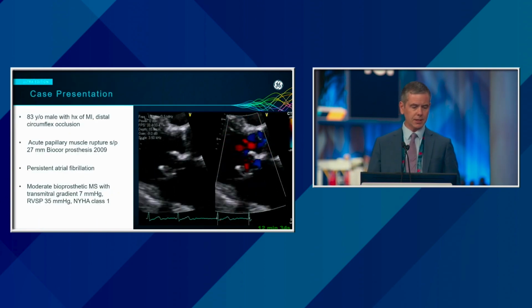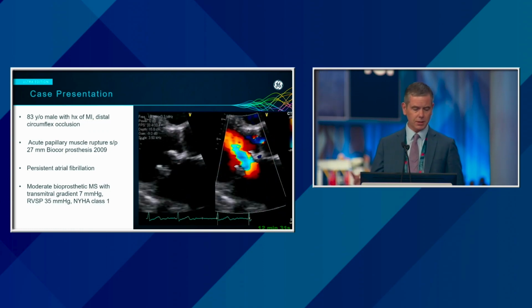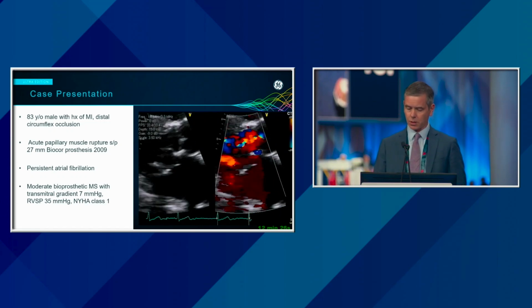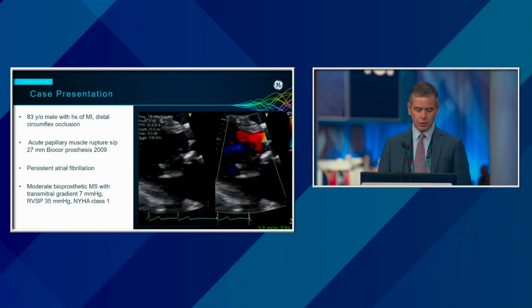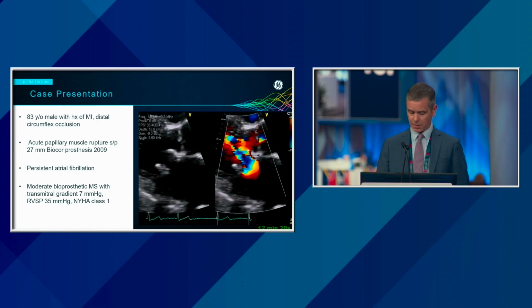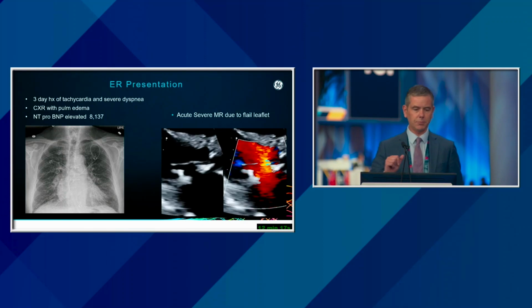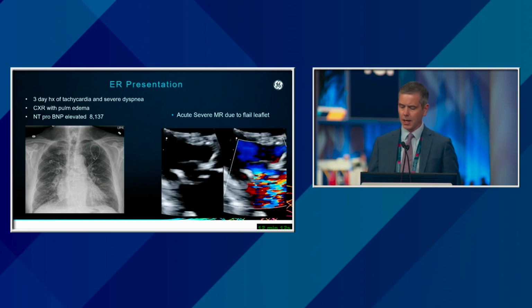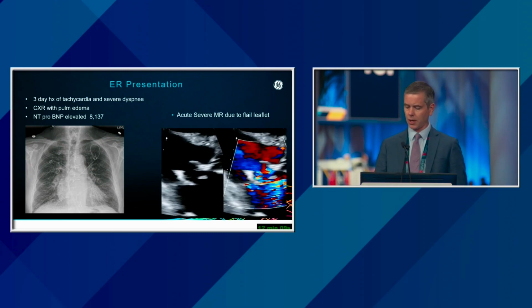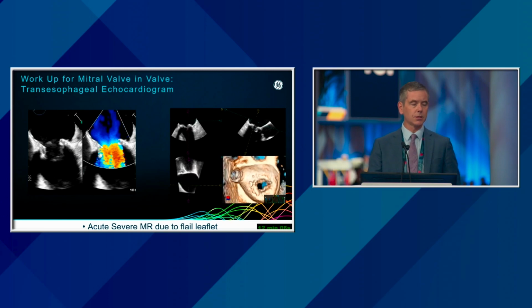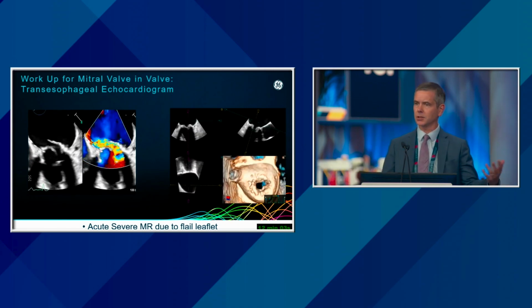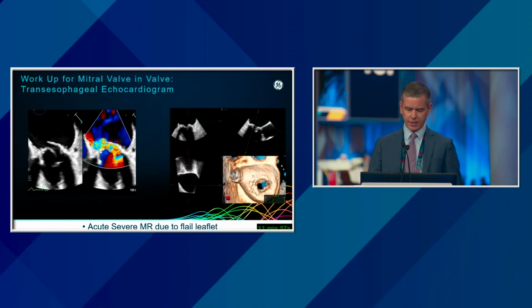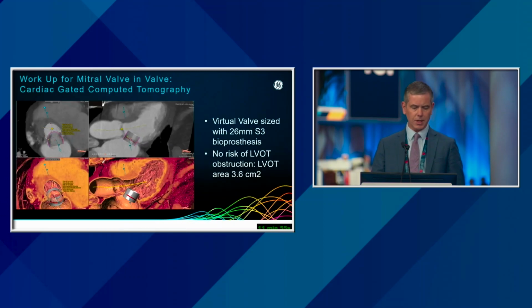So our first case is an 83-year-old male that I've been taking care of for many years. He had acute papillary muscle rupture back in 2009, had a BioCore prosthesis for severe MR, did great for a long period of time, had some moderate MS, and was followed. He presented in October of last year with pulmonary edema and dyspnea, and you can see on his transthoracic echocardiogram here, severe mitral regurgitation. So obviously the workup is with standard TEE to prove that he has severe MR. You can see the 2D imaging here with color as well as the 3D reconstruction. And keep those views in mind.